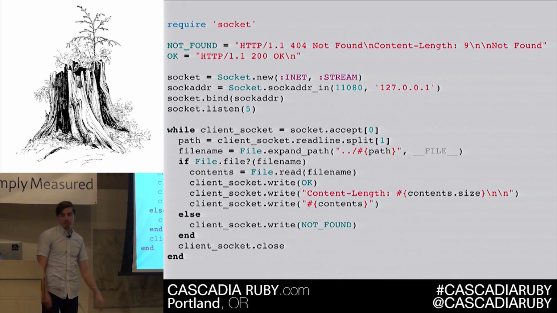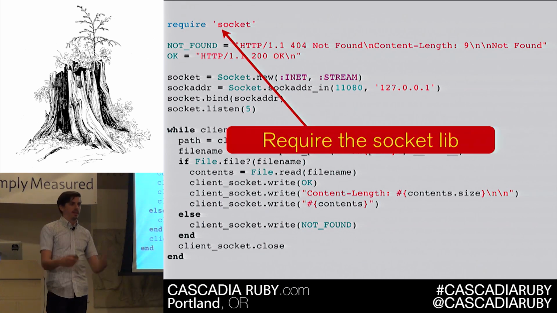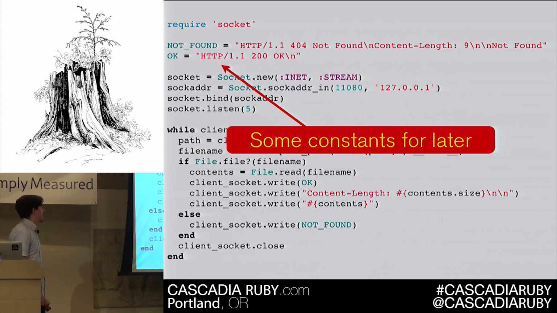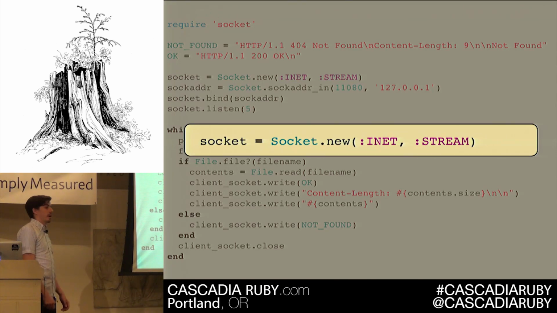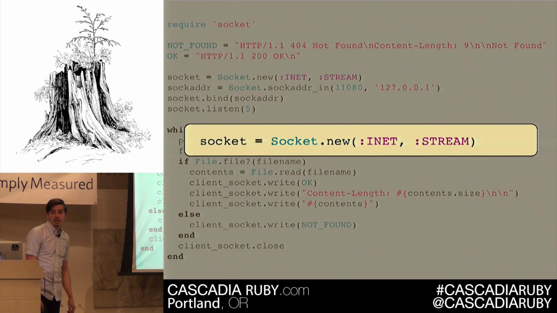I'm going to go through each line in turn. First, we require the socket library, so we have everything we can use. We define some constants for later. It might look familiar from the HTTP slides. And then we get into the meat of it. So we create a new socket. This is going to make the socket API call.